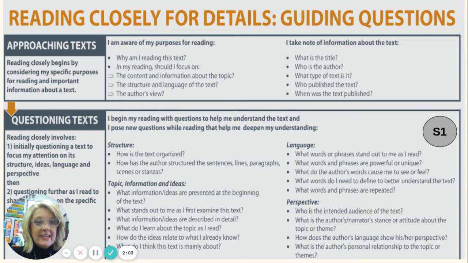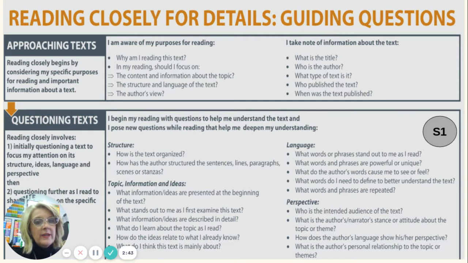Should I focus on the content and the information about the topic, the structure and the language of the text, the author's viewpoint? Take notes of information like what is the title, who's the author, what type of text is it, who published this text, and when was it published? That's important because you want to make sure the source that you're reading is a reliable source, that it's true, it's not fake news. And in this day and time, we hear a lot of fake news. So it's important for you to know where you're getting this information from. And when was the text published? Because is it current information?